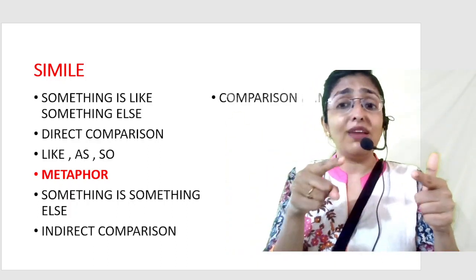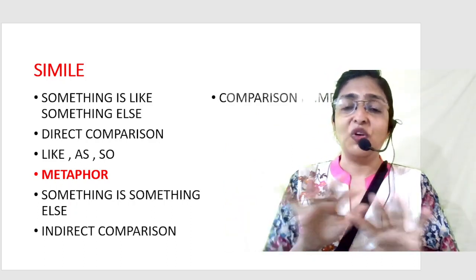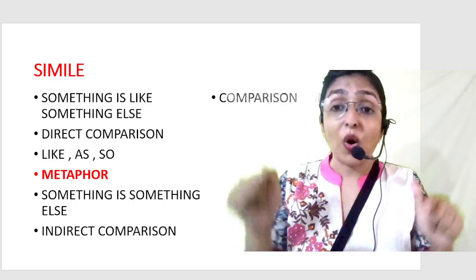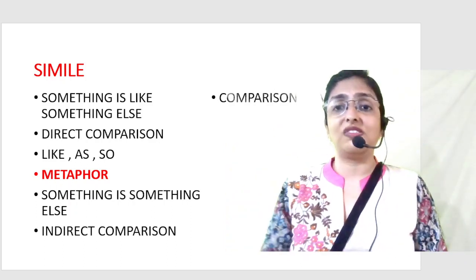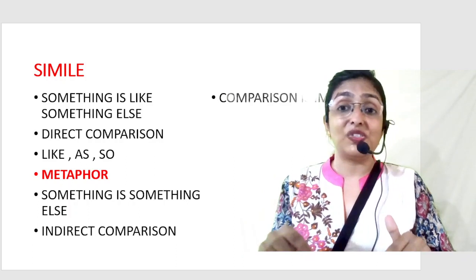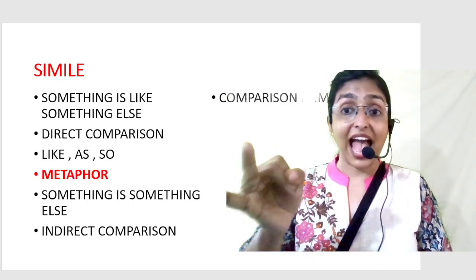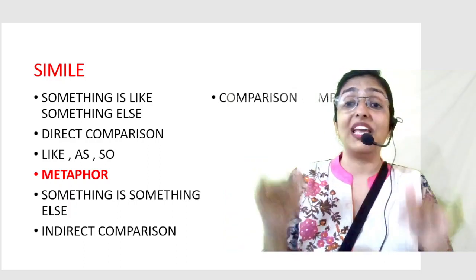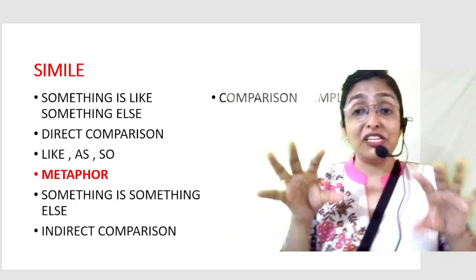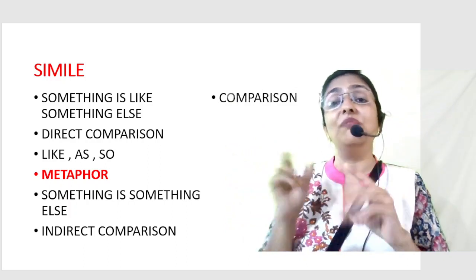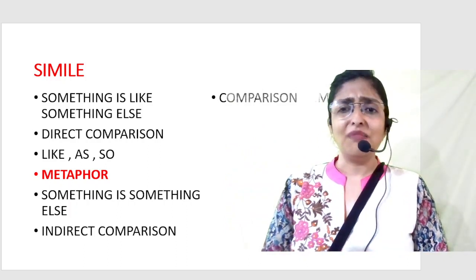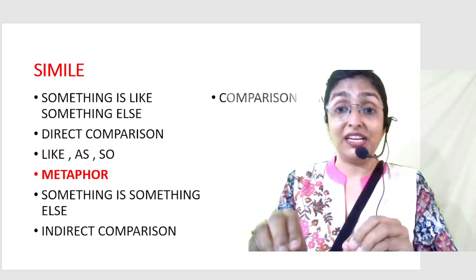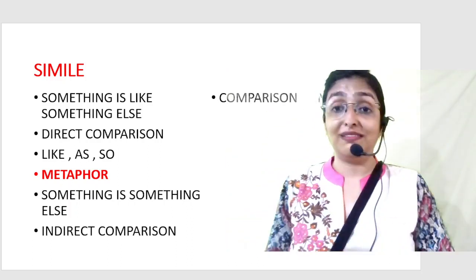Simile, is it direct or indirect comparison? No doubt it is direct comparison. Why? Because they have connectors, and the connectors are like, as, so. While there are no such connectors in metaphor, metaphor is indirect comparison. Why? Because the comparison is implied, it is hidden.